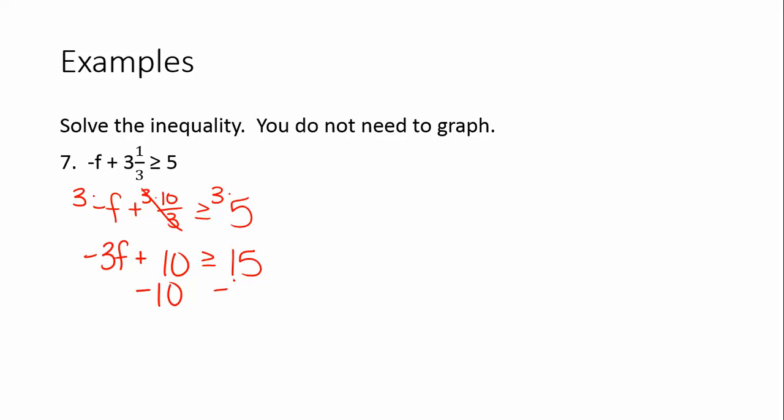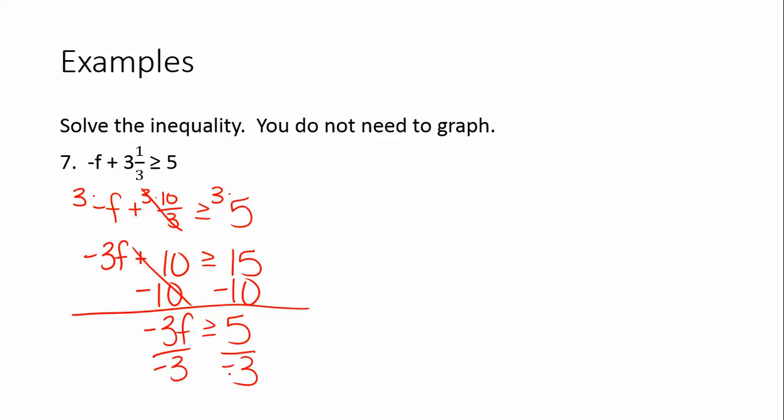Subtract 10 from both sides. Negative 3f greater than or equal to 5. Divide both sides by negative 3. Here we are dividing by a negative, so now we need to flip our symbol. So f is less than or equal to negative 5/3.